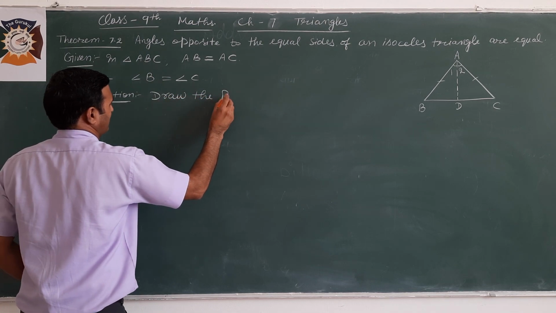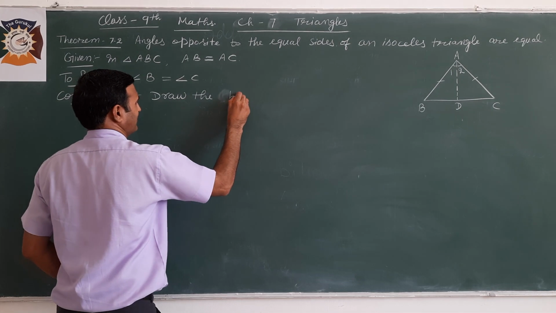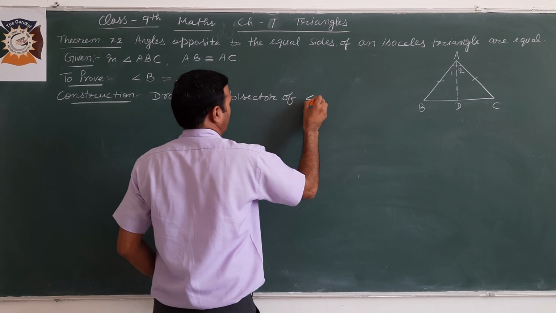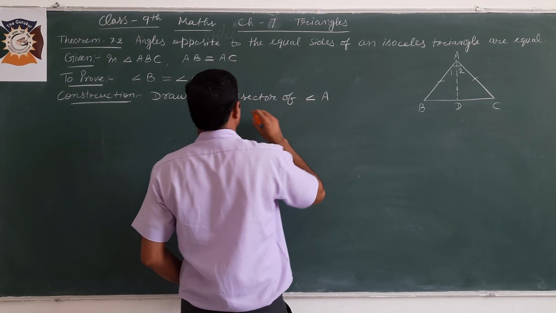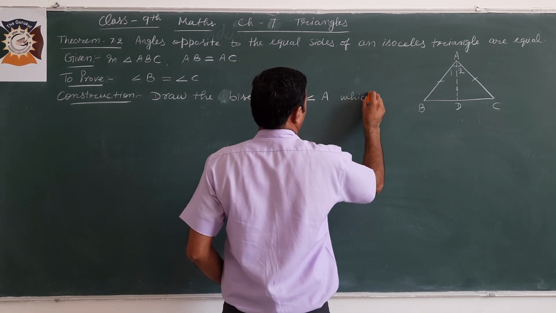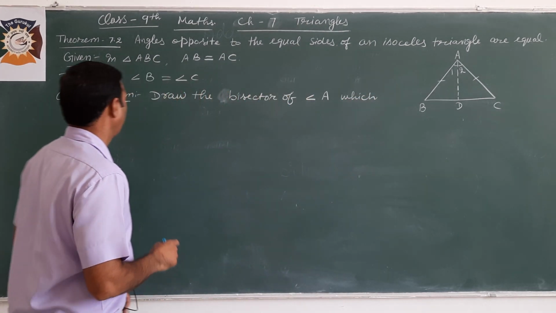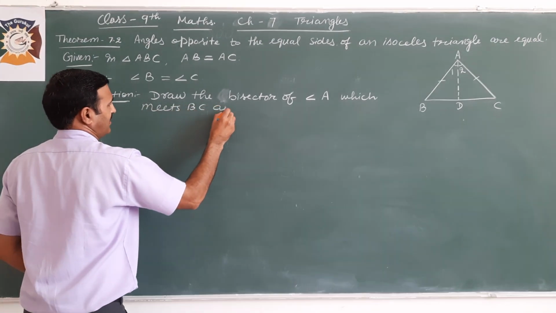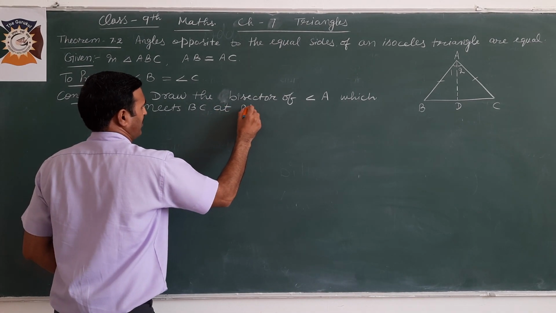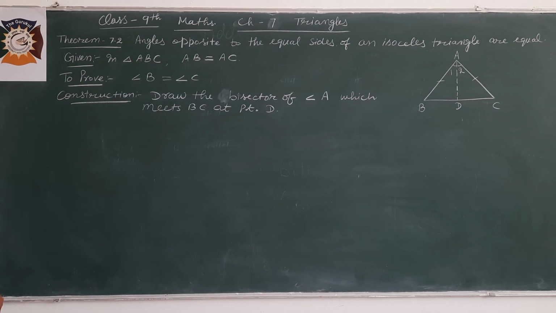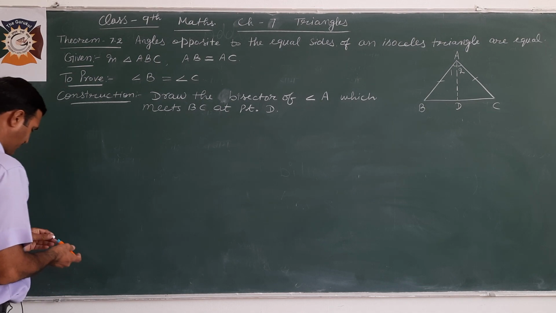the bisector of angle A which meets BC at point D. जो BC को किस पॉइंट पर मिलता है? D पर मिलता है. Now the proof is important.